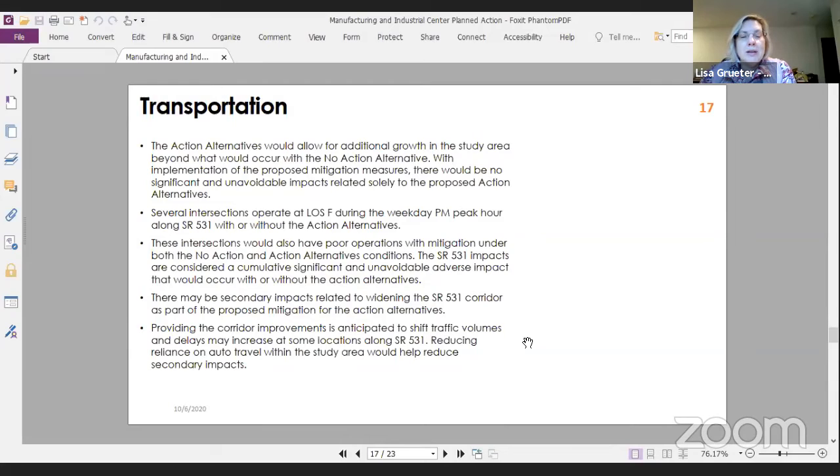There could be some secondary impacts related to widening SR 531 as part of the proposed mitigation for the action alternatives. With those corridor improvements, there could be shifts to traffic volumes and delays could increase. However, the EIS does address some measures to reduce reliance on auto travel to help reduce these secondary impacts. That would be encouraging transit use with major large employers.